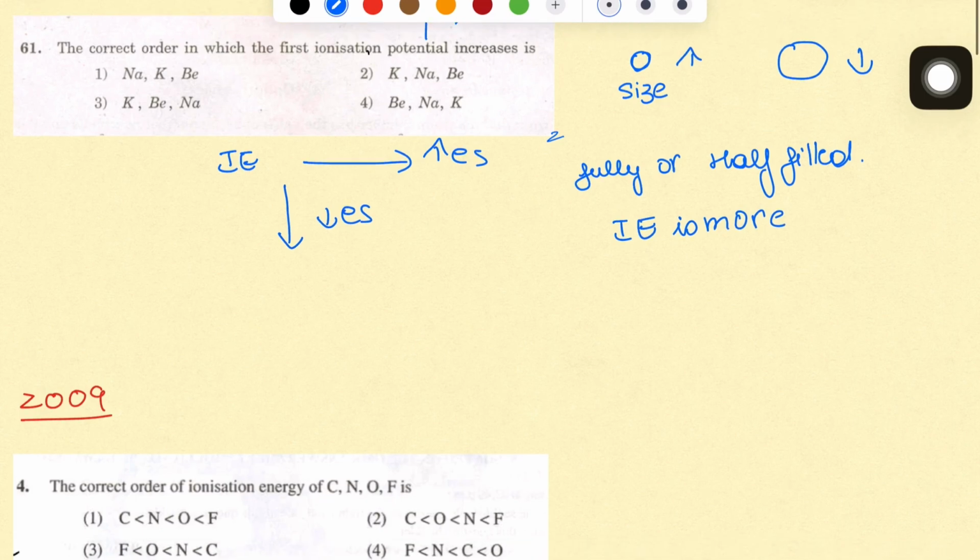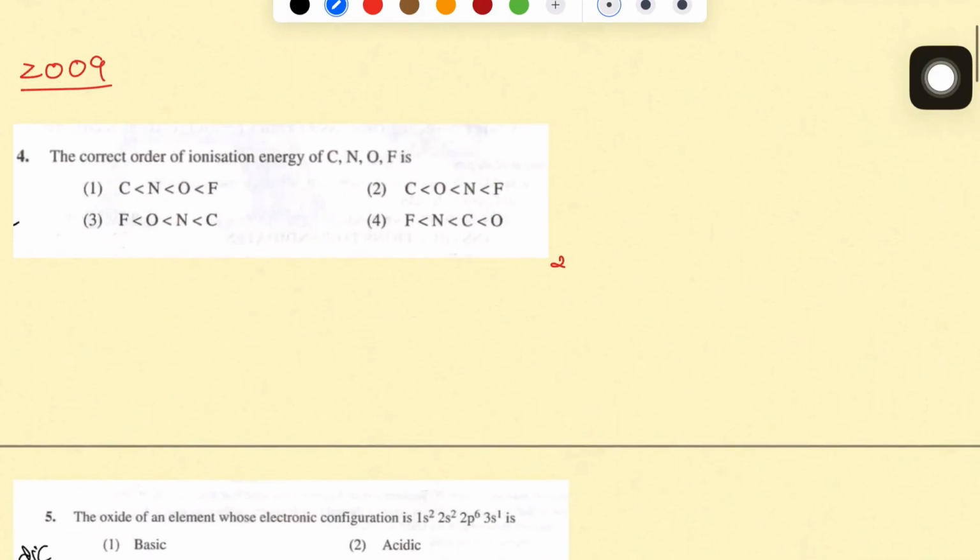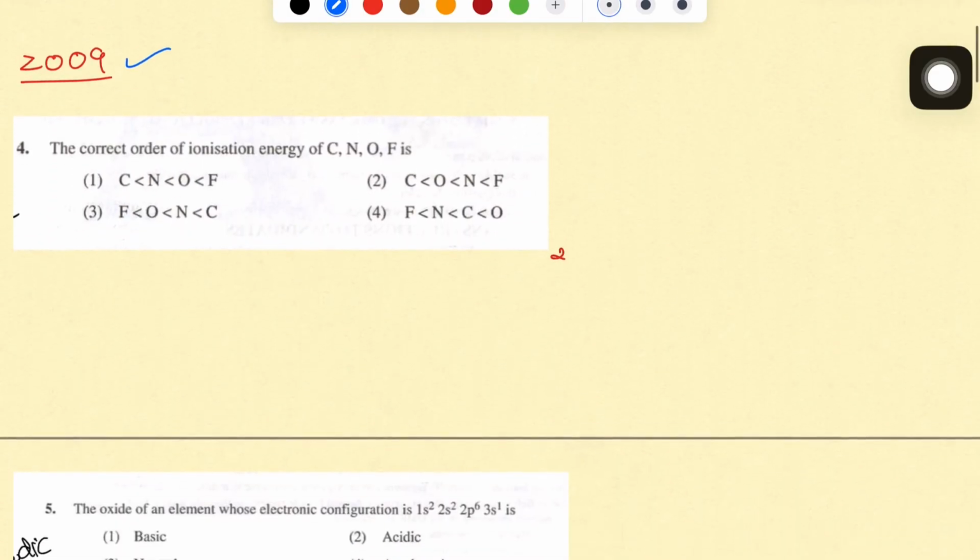We have beryllium, this is first group and this is second group. Beryllium, sodium and potassium. We have sodium here and potassium here. Along the period it increases. So first comes beryllium, which will have larger ionization energy, and down the group it decreases. Second is sodium and third is potassium. So the answer is beryllium, sodium and potassium. Answer is 2.